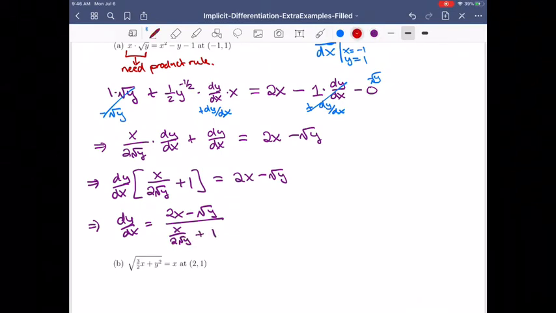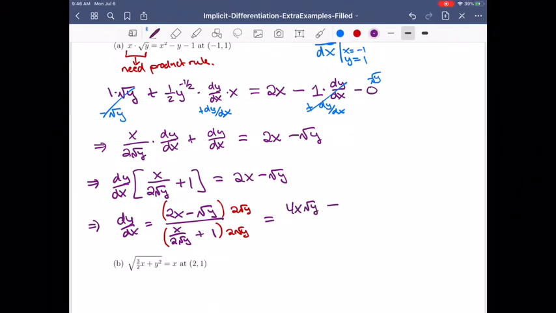And again, we can multiply by 2 root y over 2 root y just to make it look a bit nicer. And we're going to have to expand that through to both terms. So it's going to be 4x root y minus 2y over x plus 2 root y. Okay, so that's our derivative.